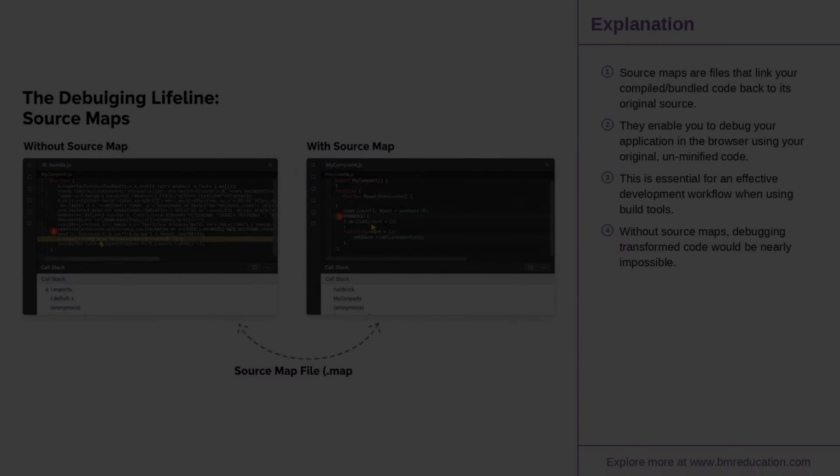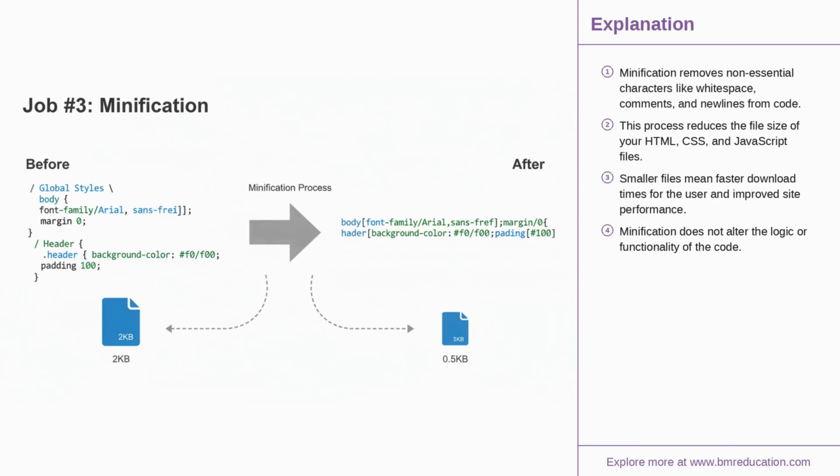With our code bundled, the next step is to make those files as small as possible. The first technique is minification. This process intelligently removes all unnecessary characters from your code without changing its functionality. This includes white space, line breaks, and comments, all things that help humans read the code but are useless to the browser. The result is a much smaller file size.